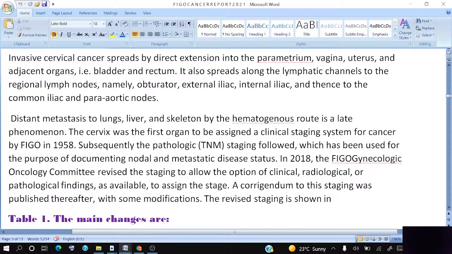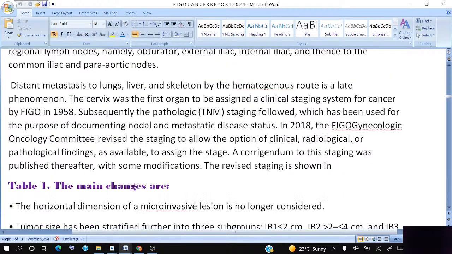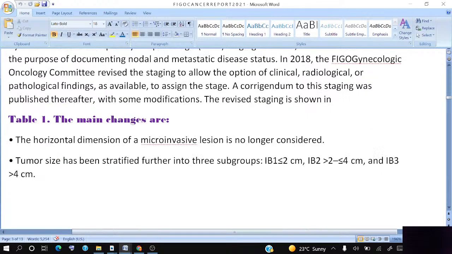So in 2018 the FIGO Gynecological Oncology Committee revised the staging, allowing the option of clinical, radiological, and pathological findings to be used in assigning the stage. Here the corrigendum of these stages was published. Therefore there are some modifications and revisions of the staging. So here we have a table.